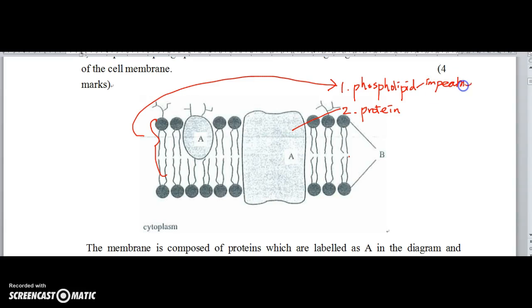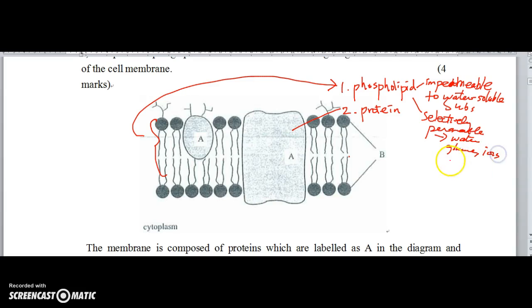impermeable to water-soluble substances. And that's why it is selectively permeable. And so that's why some molecules such as water, glucose, and ions cannot enter or leave the cell freely.